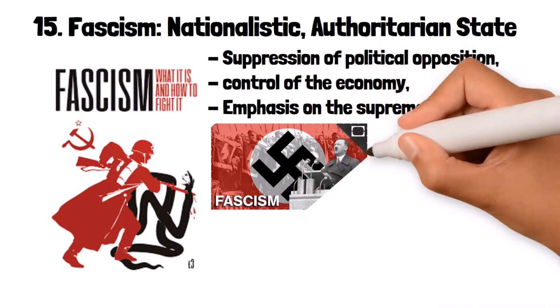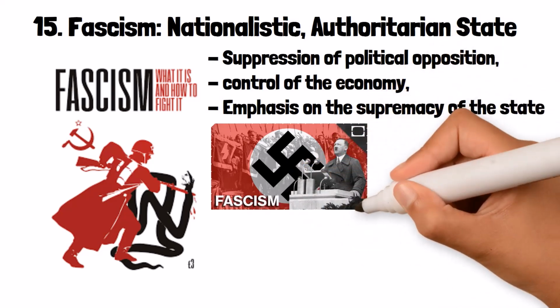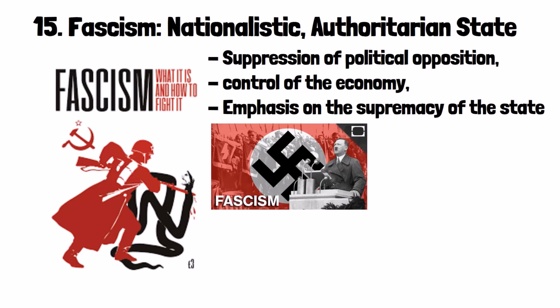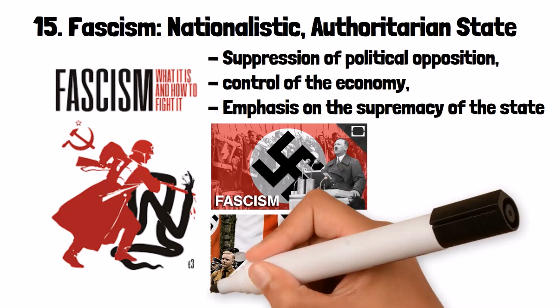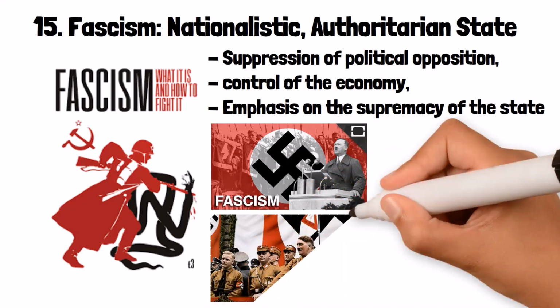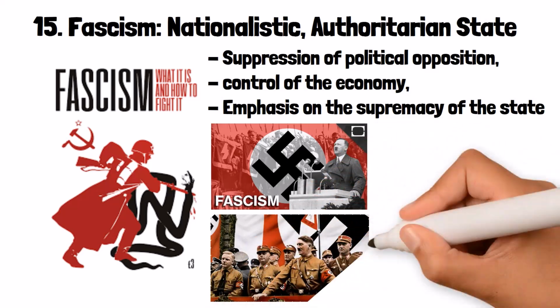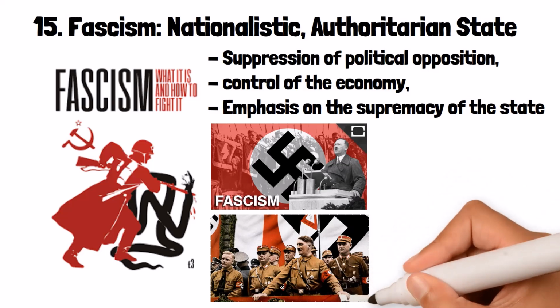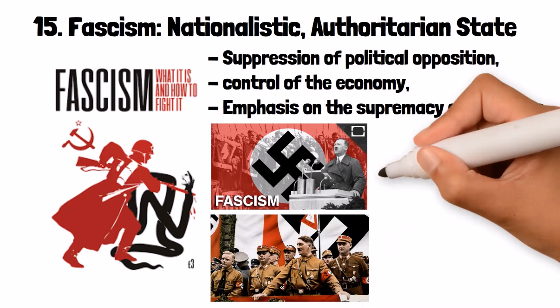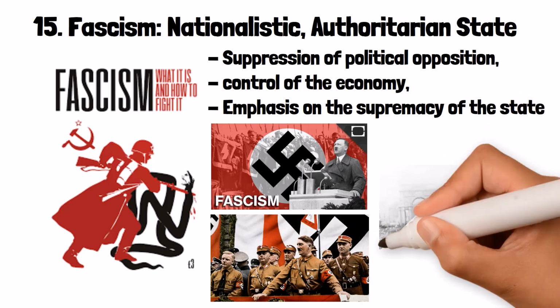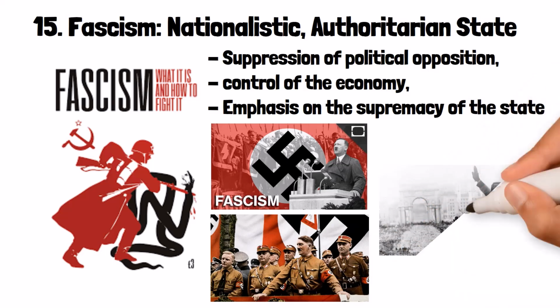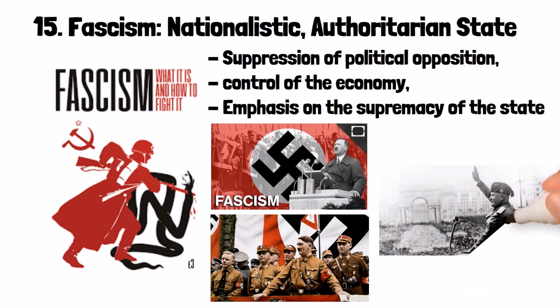Adolf Hitler's regime in Germany from 1933 to 1945 is the most infamous example of fascism. The Nazi government was characterized by totalitarian control, aggressive nationalism, and the persecution of minority groups. Benito Mussolini established the first fascist government in Italy in 1922. His regime emphasized militarism, nationalism, and the glorification of the state.